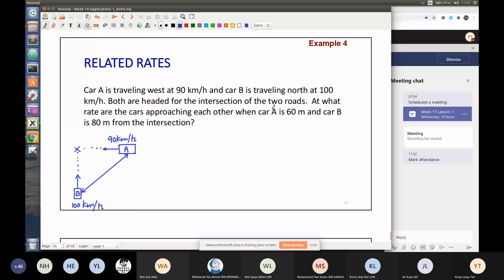At what rate are the cars approaching each other? Okay, so which means if we call this D, we want this D prime. Okay, because it's a rate, right? So the dD/dt, in the sense. So hence, we are given that car A is 60 meters, and car B is 80 meters from the intersection. So that's the two distances known. So quite easily, we can just treat this as y. So we're going to call this distance y. And we're going to call this distance x.